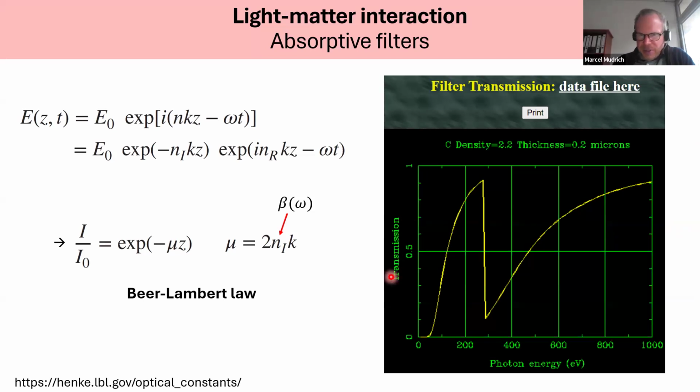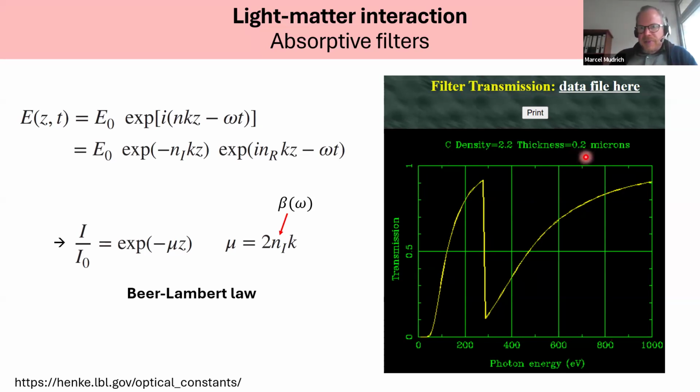So this is now not about reflection or refraction. This is about how much amplitude or how much intensity gets transmitted and how much gets absorbed for a light beam, for example, in this case, going through carbon. Why carbon? Well, diamond is an important material. Diamond consists only of carbon. We can choose the thickness.